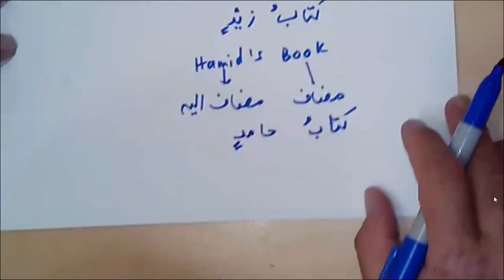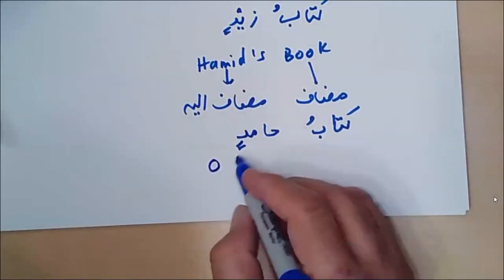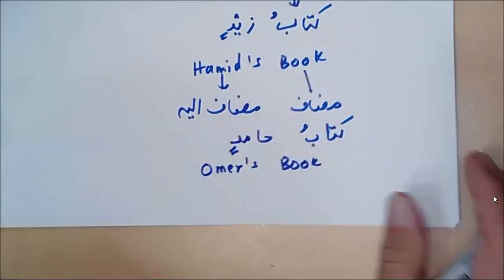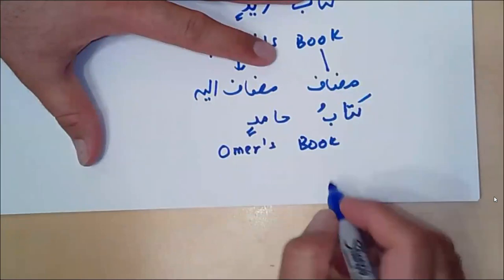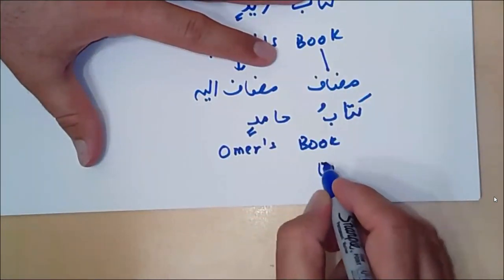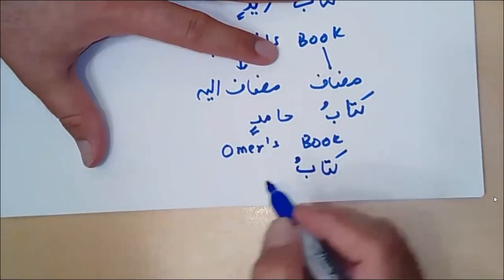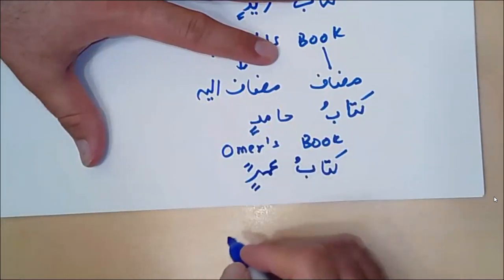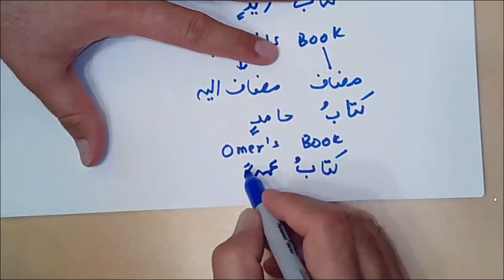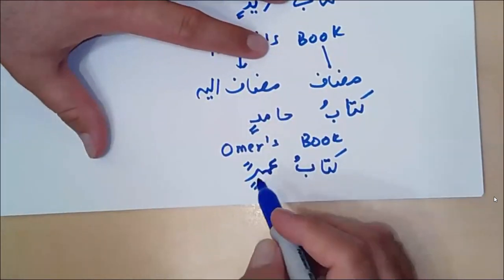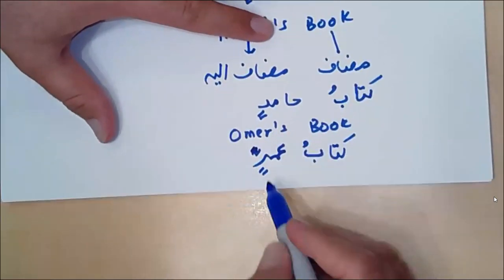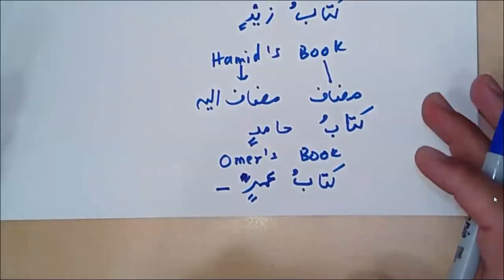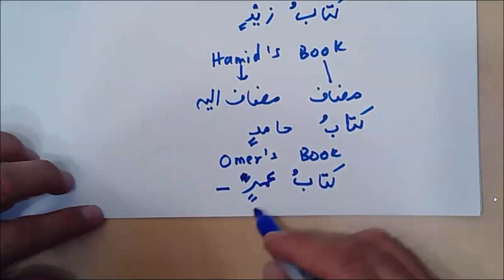Now, I'm gonna give you another one, and let's see who can give me this one. Umar's book. Who can translate that for me? Kitabu Umarin. Somebody saying Umarin, somebody saying Umarun. Which one is right? Umarin because it's the jar, so it should be Umarin, right? Yes. Well, you guys are half right. It is supposed to be jar. But what is Umar?